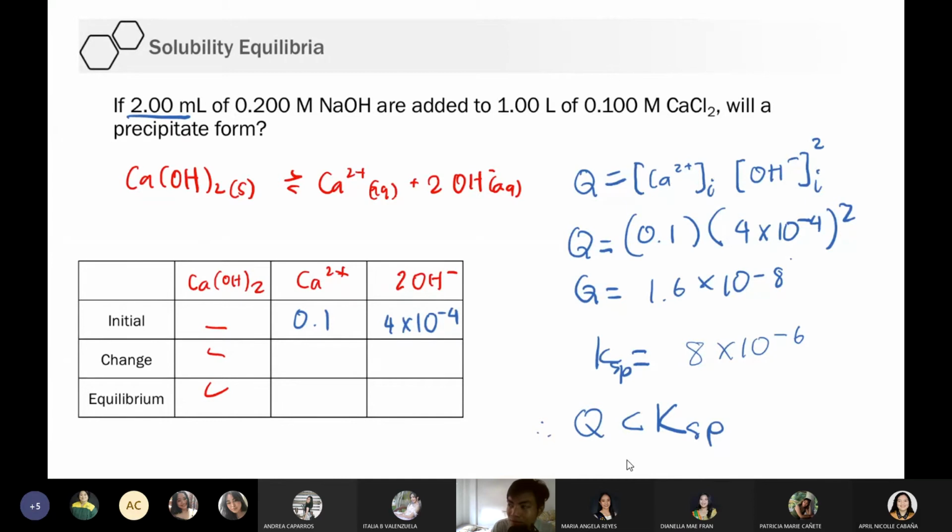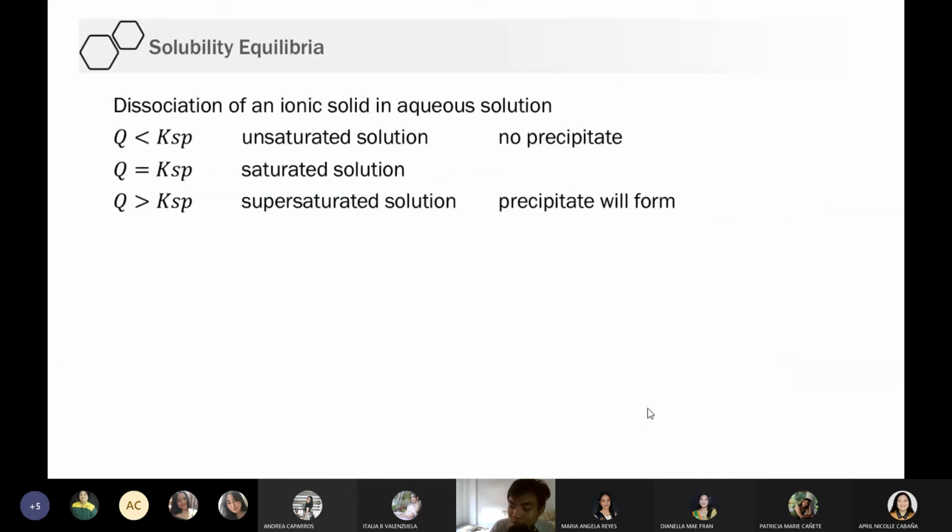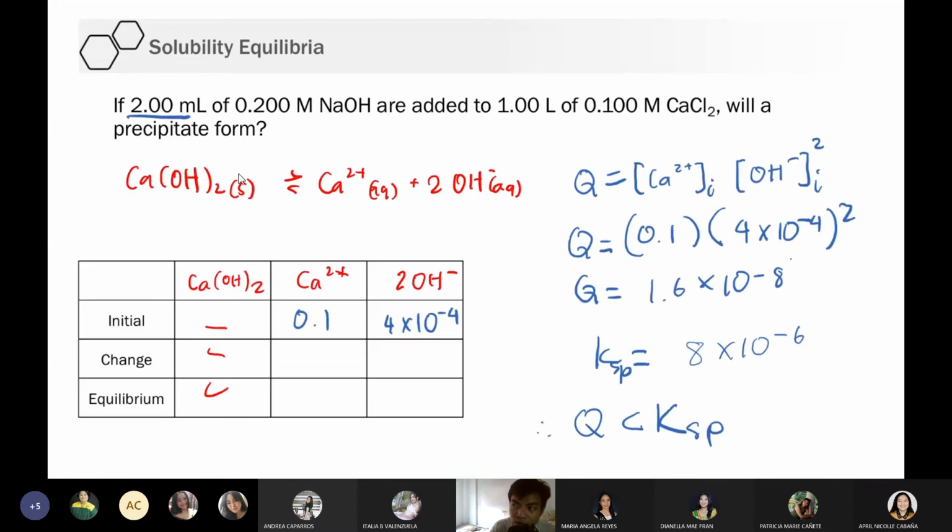Ibig sabihin, mamumuo na yung precipitate. Okay? So, ganun lang. So, in summary, if Q is less than K or Q is equal to K, wala tayong precipitate. But, if your Q is greater than K, you will form a precipitate because the equilibrium will be shifted to the left. So, mabubuo na to. Okay? So, ganun lang.